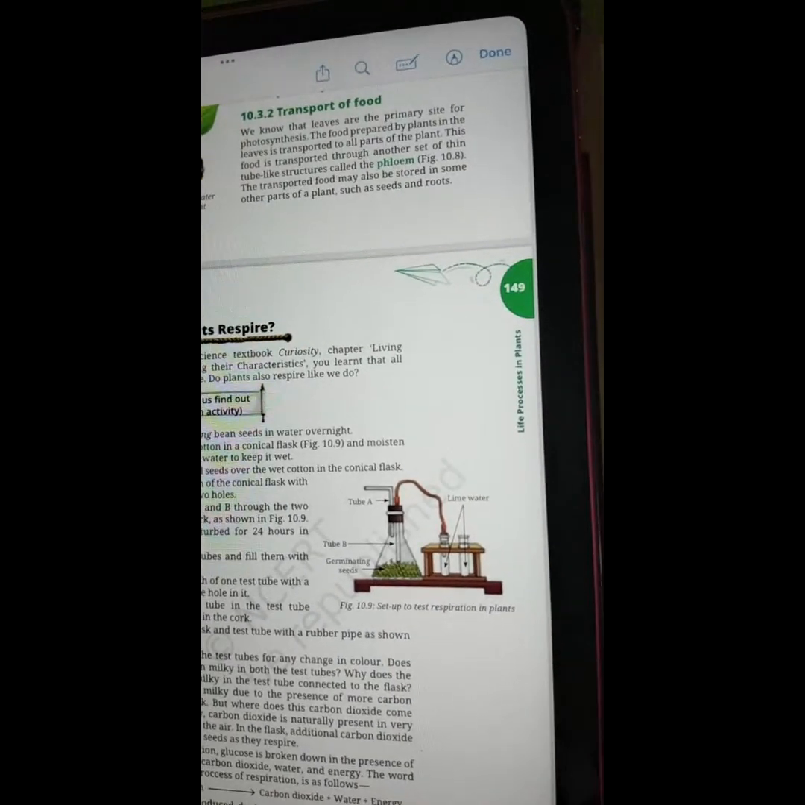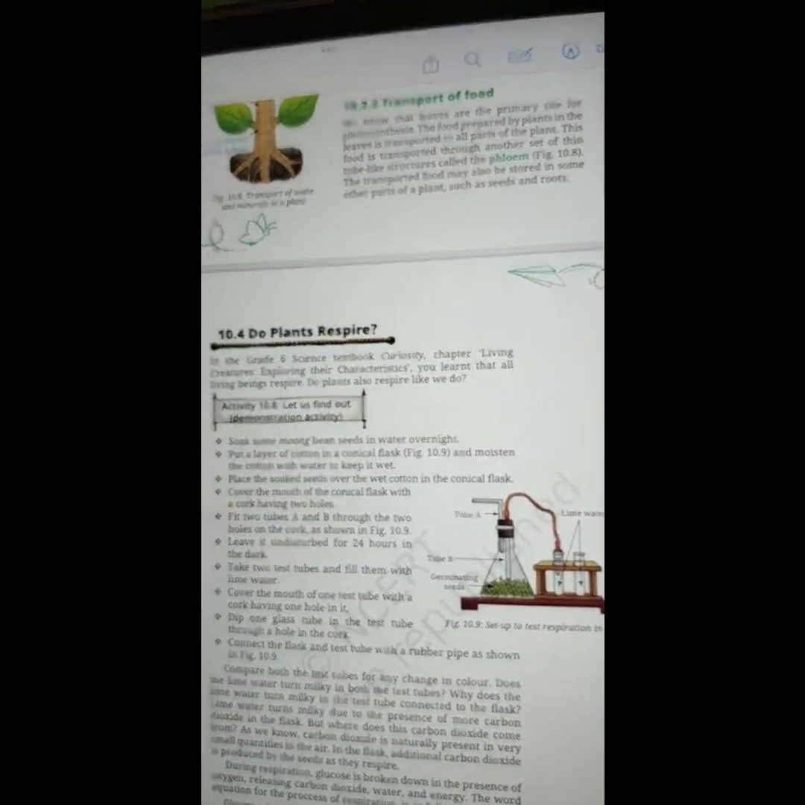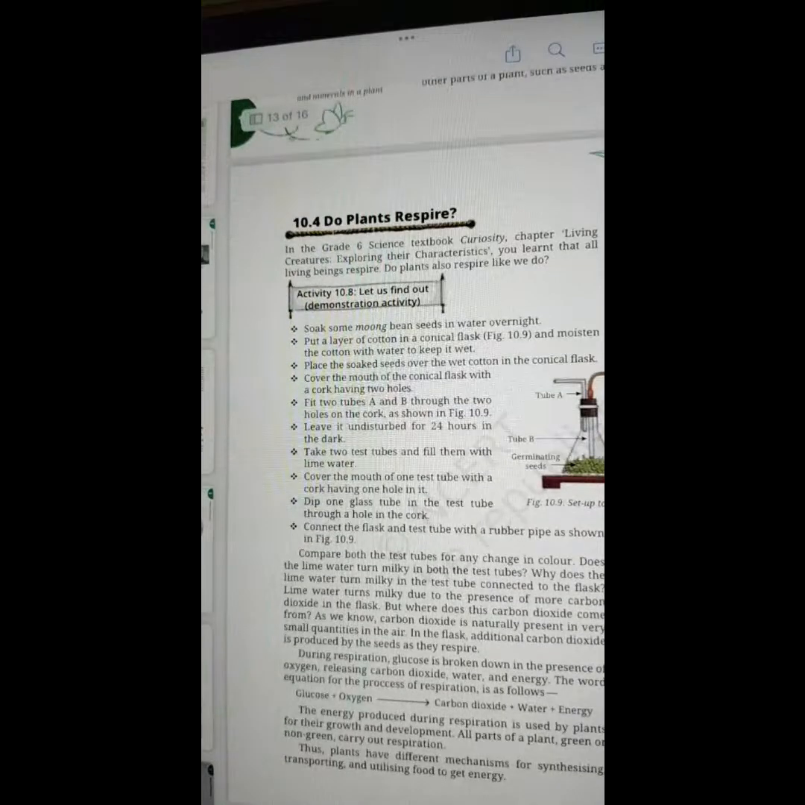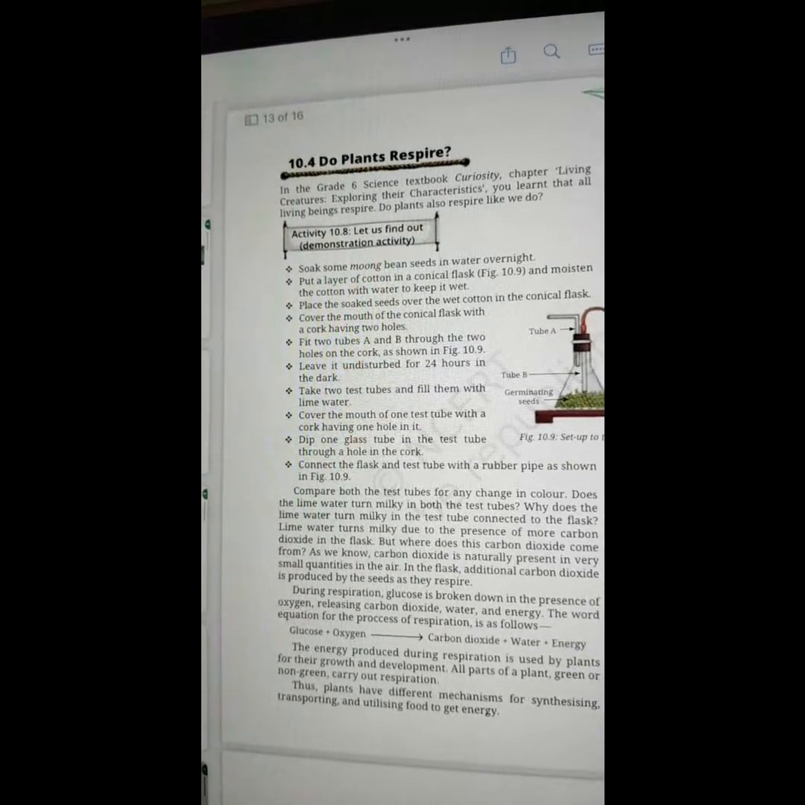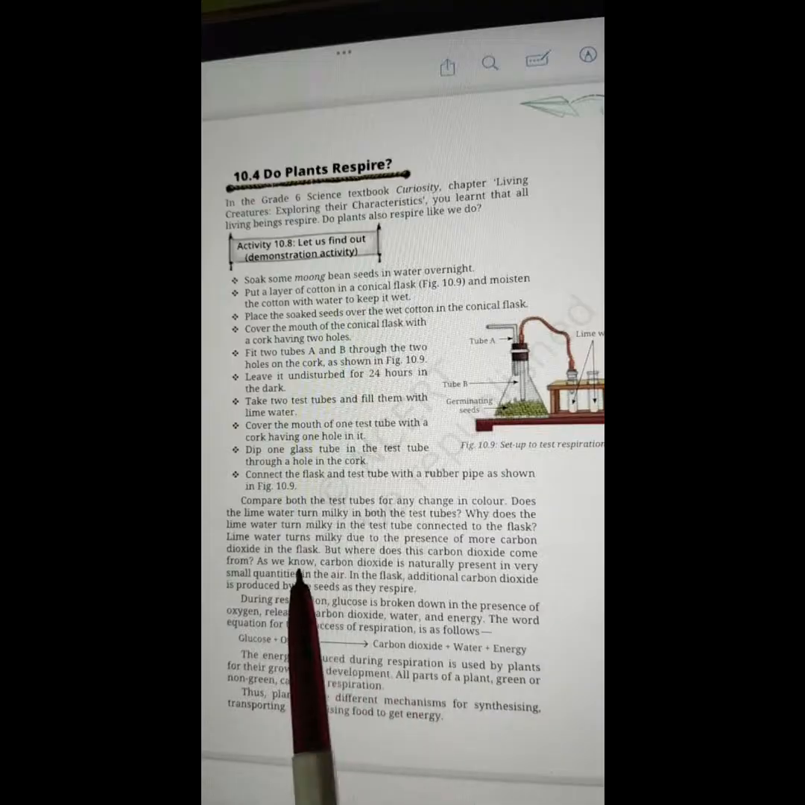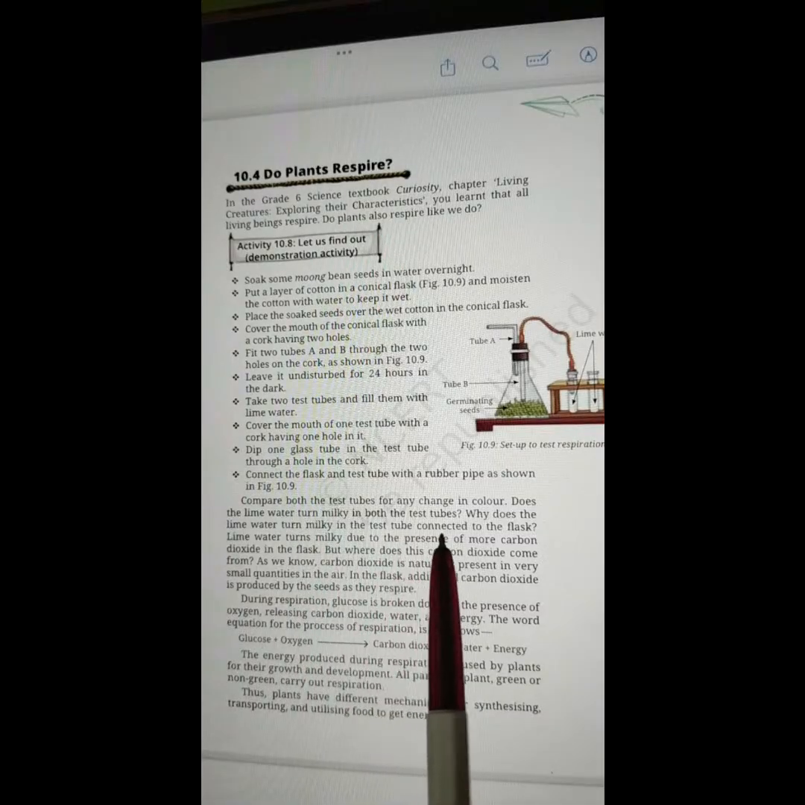You can view this image first. Take two test tubes and fill them with lime water. Cover the mouth of one test tube with a cork having one hole in it. Dip one glass tube in the test tube through a hole in the cork. Connect the flask and test tube with a rubber pipe as shown in figure 10.9. Compare both the test tubes for any change in color.